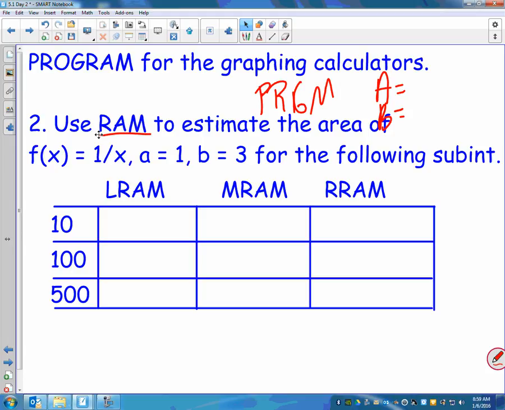So A to B is your interval. On a normal problem, it would just say from 1 to 3, and you know that that's A and B. So we just hit 1, and then it should ask you what B equals, and you hit 3. And it asks you how many subintervals, how many rectangles do you want to do. So let's just start with 10, and you hit enter, and it should give you left, midpoint, and right rectangles approximation for those.